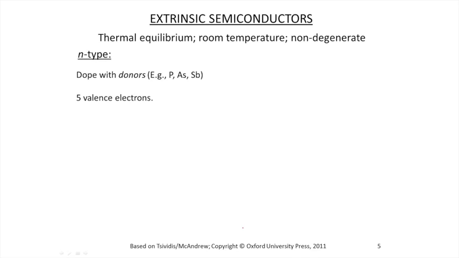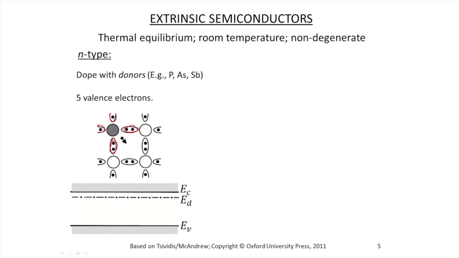These have 5 valence electrons. Here I show you 1. 4 of these valence electrons form covalent bonds with the rest of the structure, and 1 of them is free to move. This electron has been donated by this atom. So basically each of these atoms, if it is, as we say, ionized, donates 1 electron to the structure.